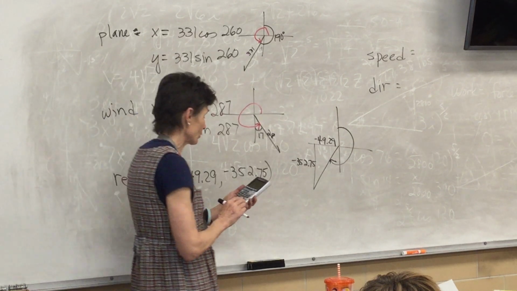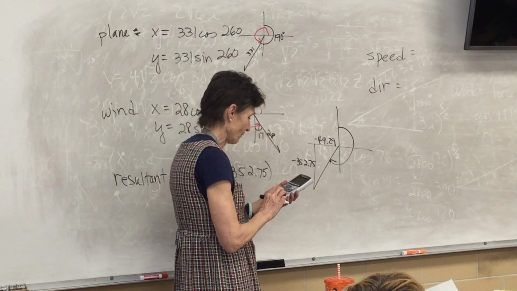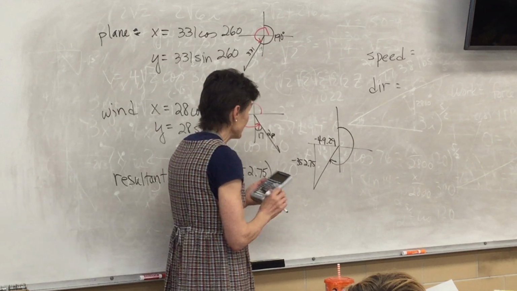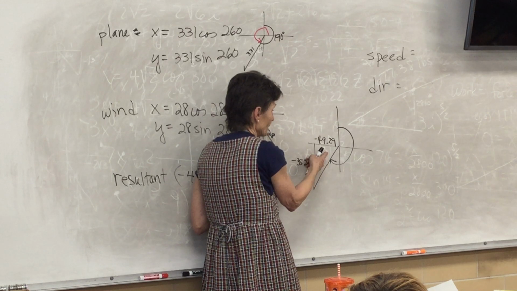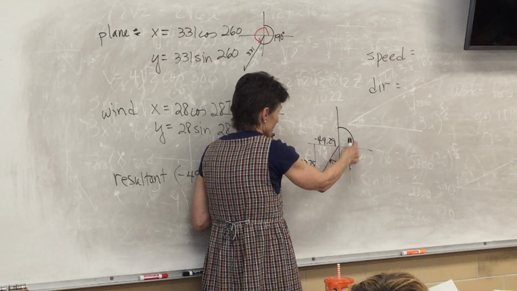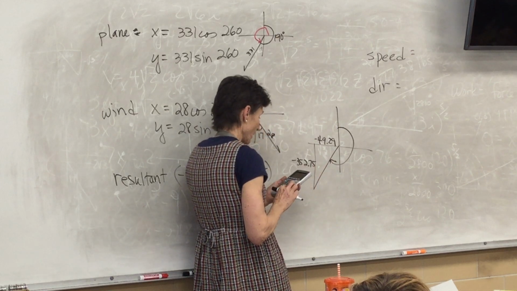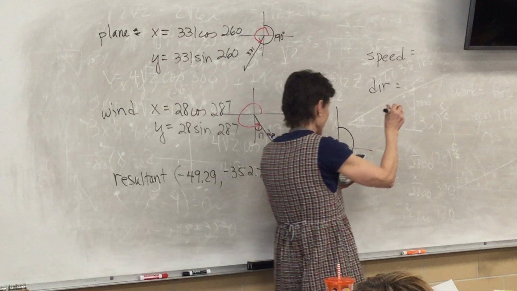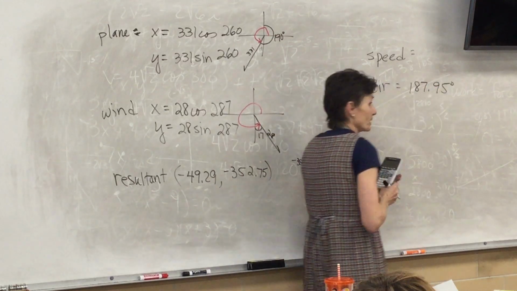Second tangent, of course, we always second tangent. 352.75 divided by 49.29. Now, that's this guy. I don't really want him, so I think I'm going to do 270 minus him. You could do it other ways, but you got to end up with 187.95. That's his direction.